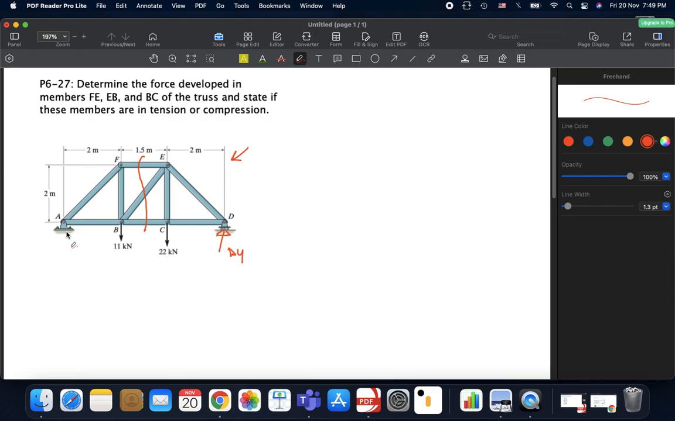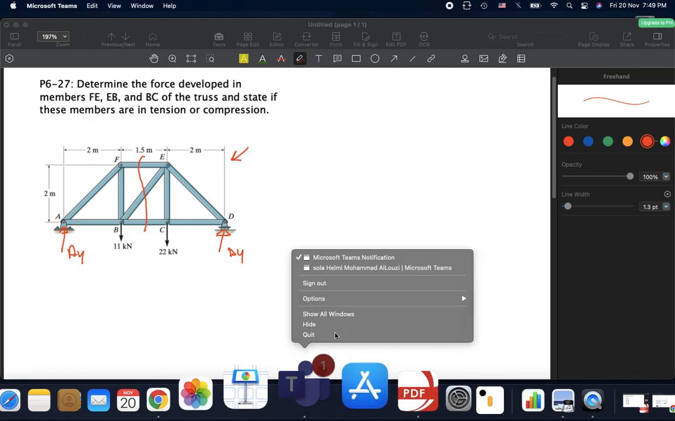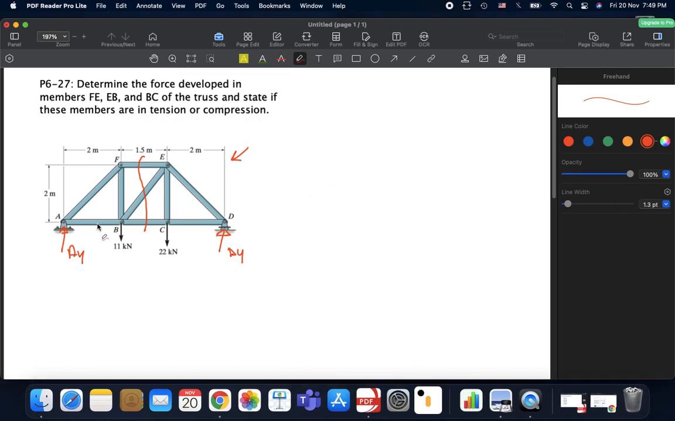Now, I know for a fact that at A we have AY, and we have AX. Do we need to find AX and AY? Probably not. Probably yeah. Let's see. Anyways, actually, probably I need to find the AY and AX. Anyways, maybe only AY. Probably only AY.